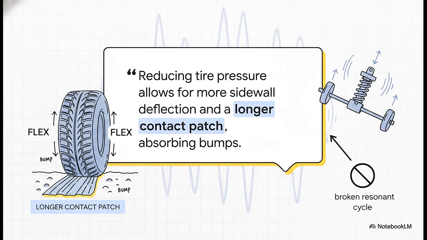Lowering the pressure lets the sidewall of your tire flex and bend more. It also makes the part of the tire that's actually touching the ground, the contact patch, a little bit longer. That combination means the tire itself can soak up the little bumps before they ever even get a chance to jolt your suspension. And that breaks the whole resonance cycle we talked about.